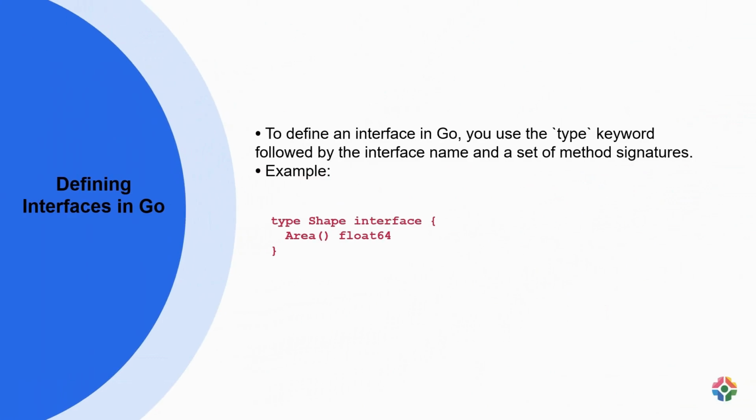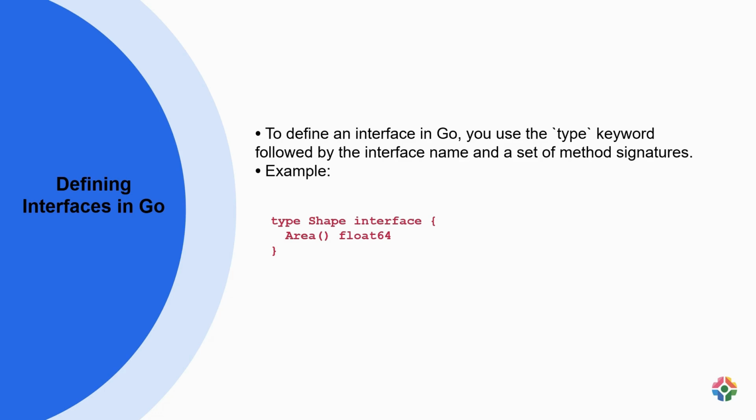In Go, interfaces are defined using the type keyword, followed by the interface name and a list of method signatures. These method signatures define the behavior that any concrete type implementing the interface must fulfill. For example, the interface shape can be defined with a single method signature, area, that returns a float64 value. Any type that implements the shape interface must have a method named area that returns a float64 value.